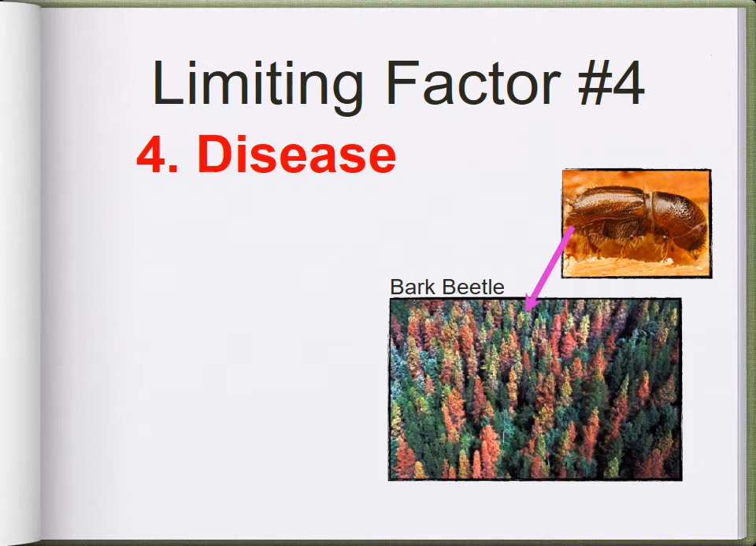Disease. As the human population starts to grow and continues to get bigger, humans are living closer together. And when humans live closer together, it's easier for disease to spread from one person to another. That's not just true with humans, it's true for all organisms. As the population density increases and they're closer together, disease becomes a major factor.